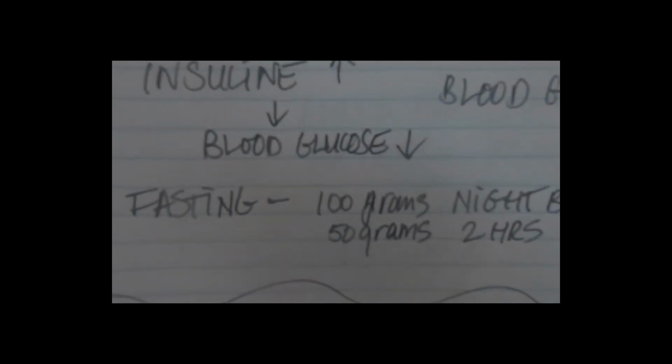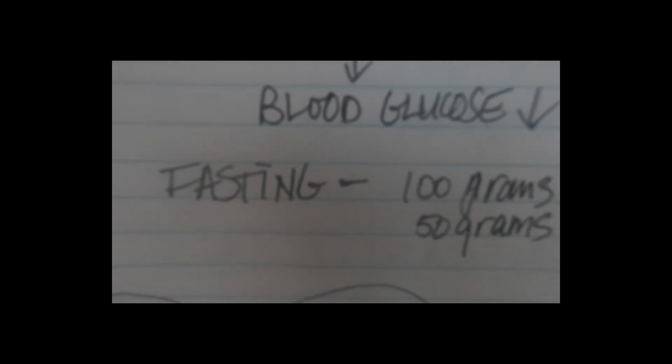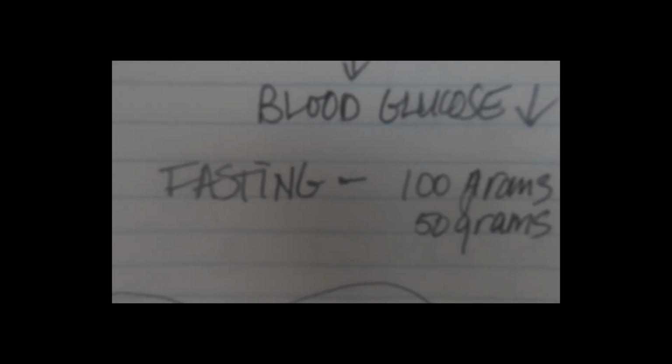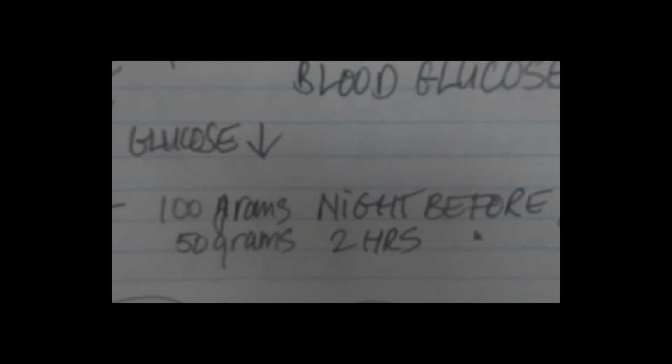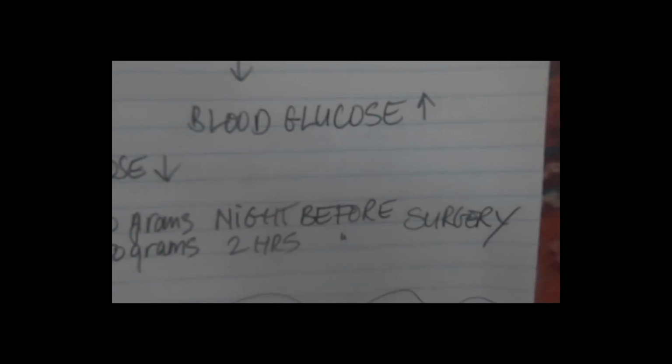What's been found was, in optimizing a patient, that relating to the fasting, we can reduce the stress by giving 100 grams of sugar, like in a sugary drink, apple juice or some type of sweet juice, the night before, and then 50 grams 2 hours before surgery. And that's because fruit juice is a clear fluid, and that's perfectly allowed to be consumed up to 2 hours before the surgery.